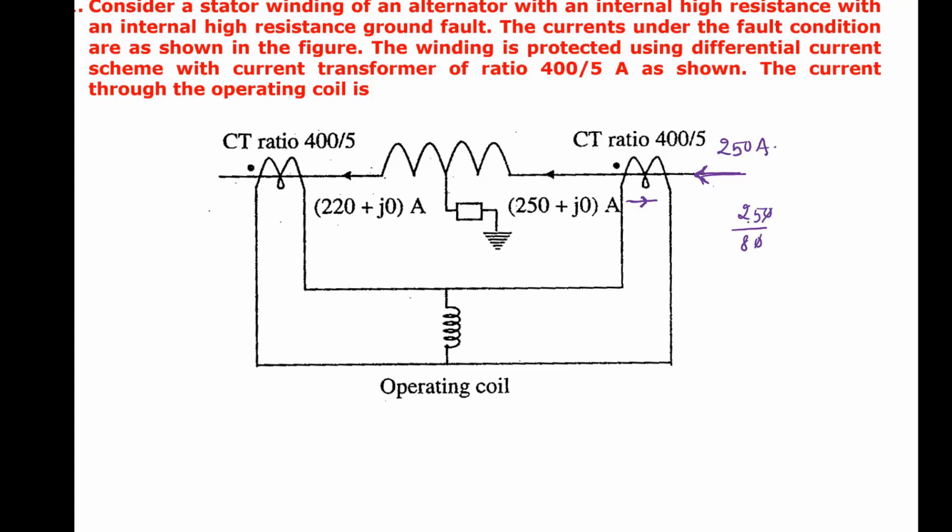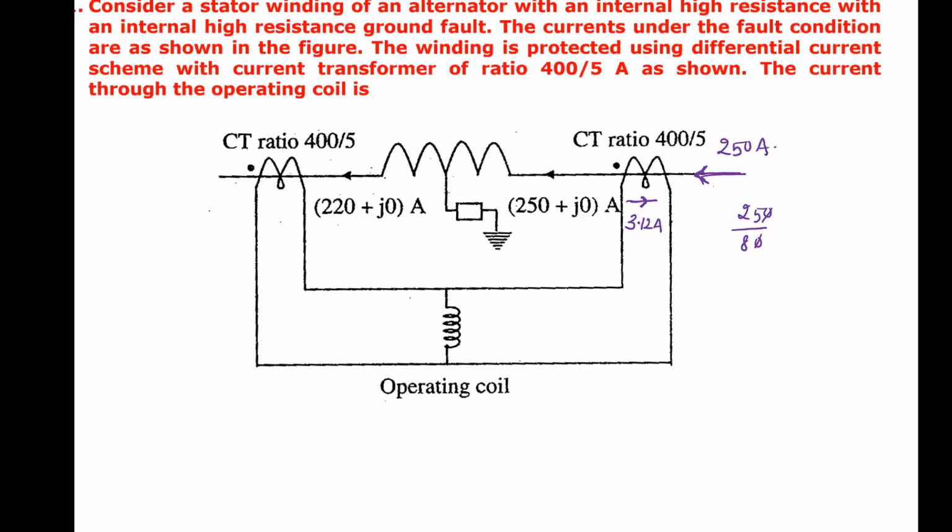31.25, sir. How can it be 31.8? Sir, 25 divided by 8. It is 3.8, 3 is 24. 3.1. This current is 3.12 ampere.